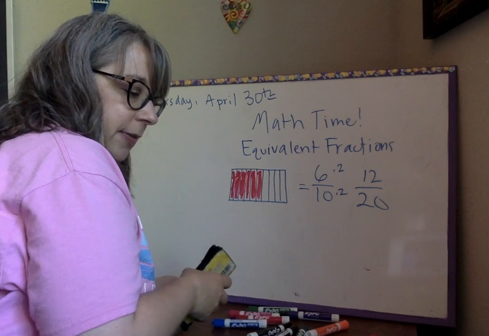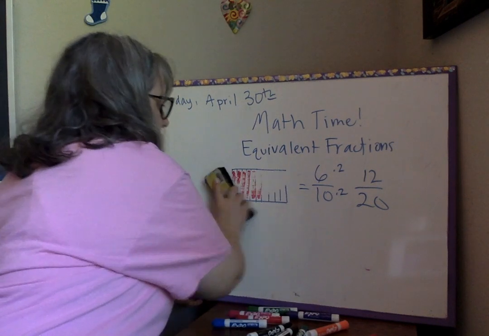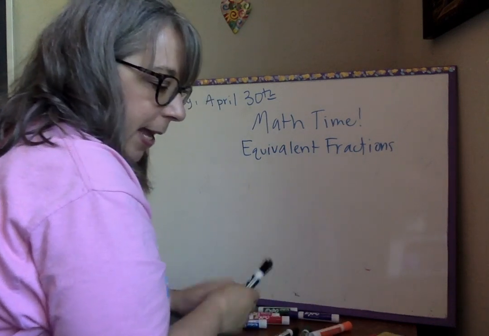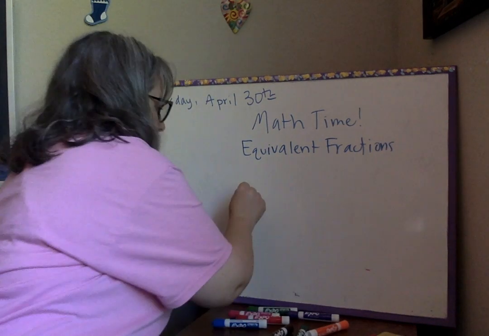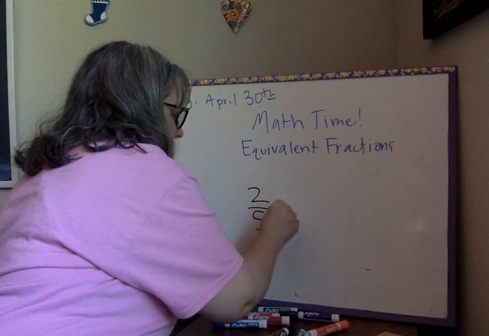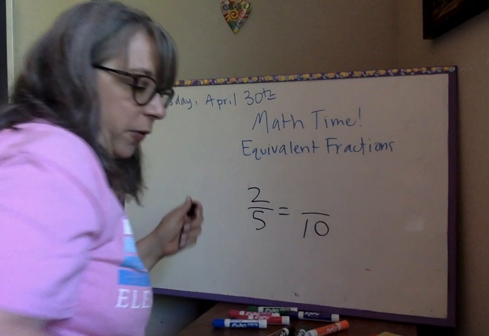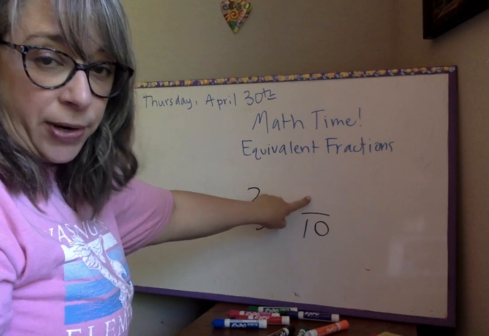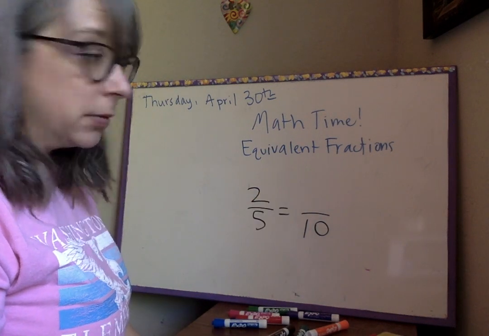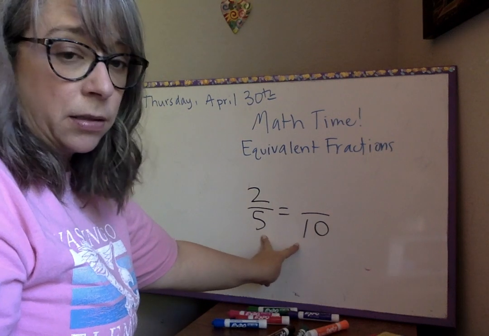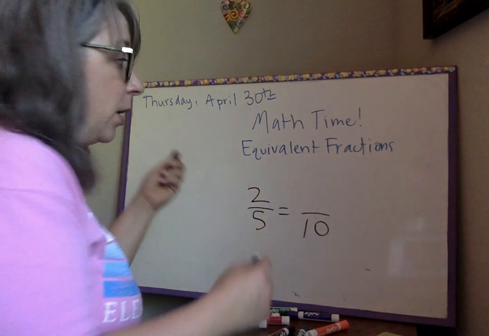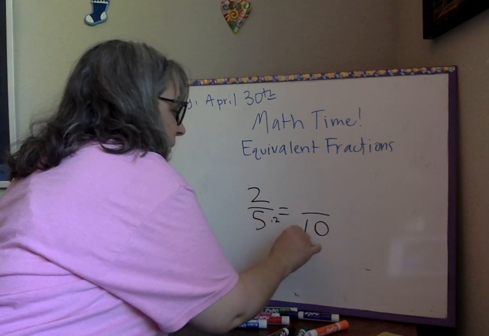I see how they kind of divided that up. So we're going to say 2/5 is equivalent to what over 10? If we don't know what this numerator is, what are we going to do? Well, what times 5 is 10? 2. 2 times 5 is 10.